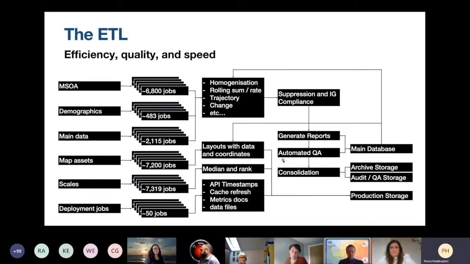Yeah, then we do the QA. There are some automated QA processes in place that would cause the entire thing to break if something is not right. Then we consolidate certain parts of data from different sources, and then archive them for future audits and deploy them to the database. There are a whole host of other things that are also done.